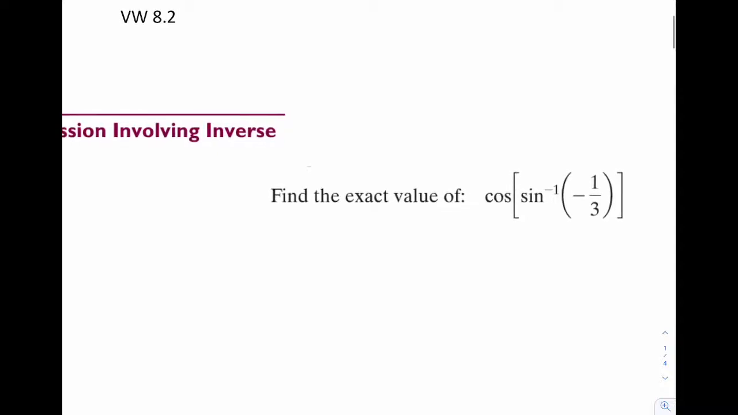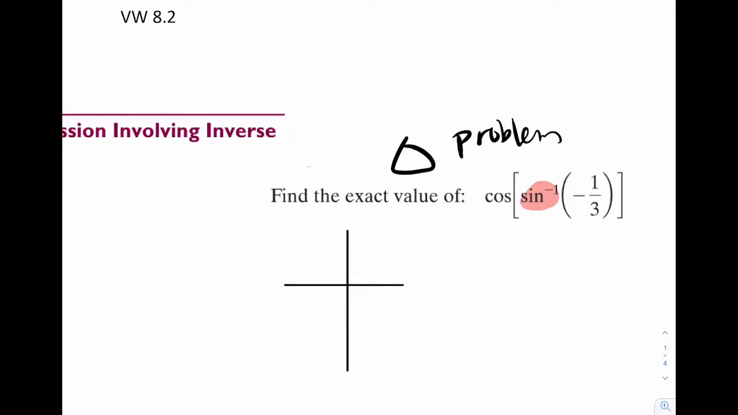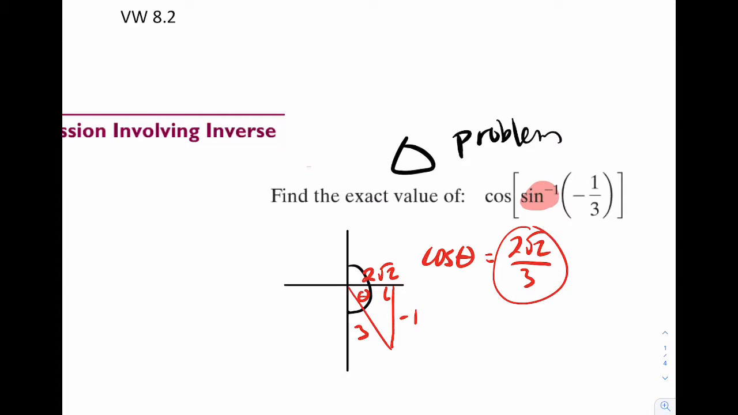Let's try another one here. Find the exact value of this. Highlight where the inverse is. That's clearly a triangle problem. So sine, that is quadrants 1 and 4. Now notice how it's negative, which means your triangle should be quadrant 4. So write negative 1 and 3. Again, do the Pythagorean theorem in your head. This should be 2 root 2. There's our theta. Now write cosine of theta. That's a over h, 2 root 2 over 3. No problem.